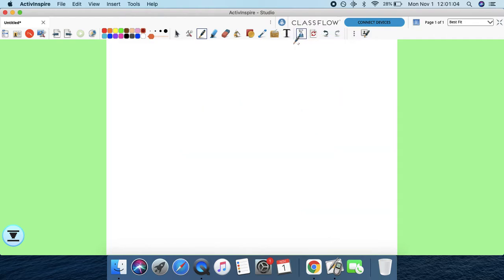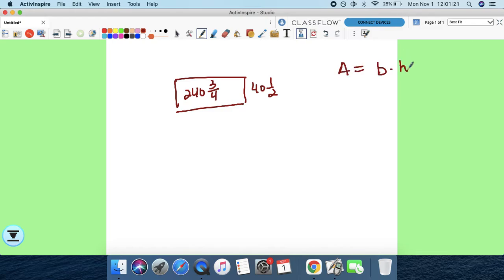6. Okay, so it's the playground. The area is 240 and 3/4, or you can leave it at 240.75. It's up to you. The width is 40.5. Well, we know that area equals base times height. Let me just write base times height. The area in this case is 240 and 3/4 units squared.